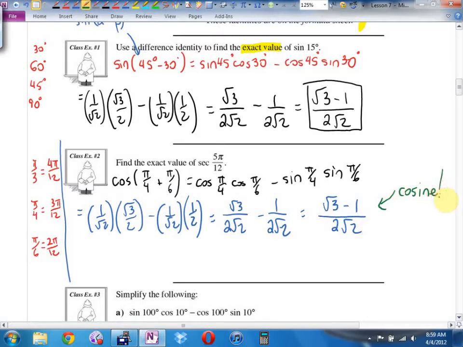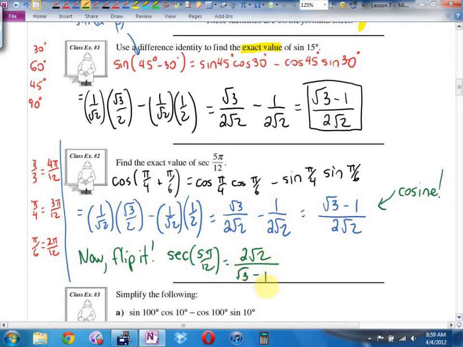Except Amanda, that's cosine. They didn't ask us for the cosine. Amanda, what did they ask us for? The secant. Oh, if I know the cosine of 5 pi by 12, which is apparently that, how do I find the secant? I guess the secant of 5 pi by 12 is going to be 2 root 2 all over root 3 minus 1.